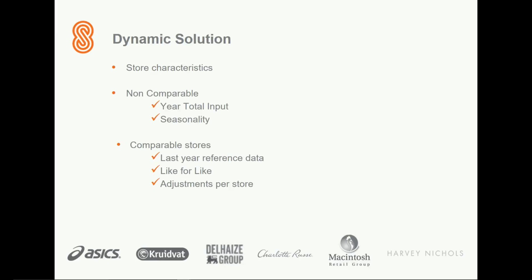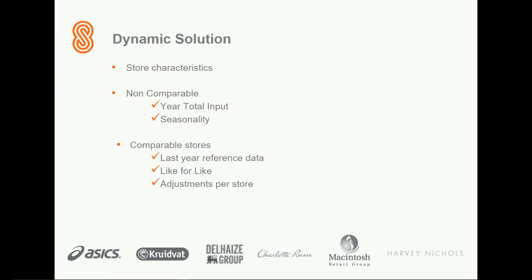In our solution, you have the ability to select the store characteristics dynamically. This means you can easily change a store from non-comparable to comparable when there is a full year of reference data available. Solution for the non-comparable store means that you can input data on a year total level, and that this data will be allocated over the weeks, based on the seasonality and on the store status. The store status means if a store is open or closed. A more detailed explanation about this can be found in our first webinar in the series, where we elaborate on the store status.